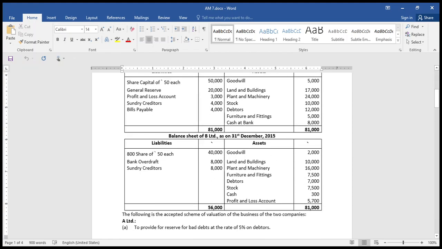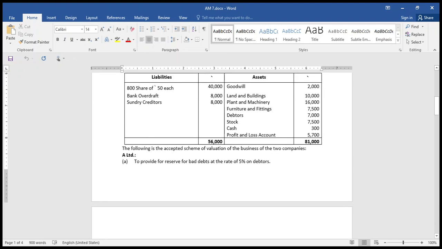And the balance sheet of B Limited consists of 800 shares of rupees 50 each, bank overdraft, sundry creditors, and assets consist of goodwill, land and buildings, plant and machinery, furniture and fittings, debtors, stock, cash, and profit and loss account debit balance. The following is the accepted scheme of valuation of the business of the two companies.